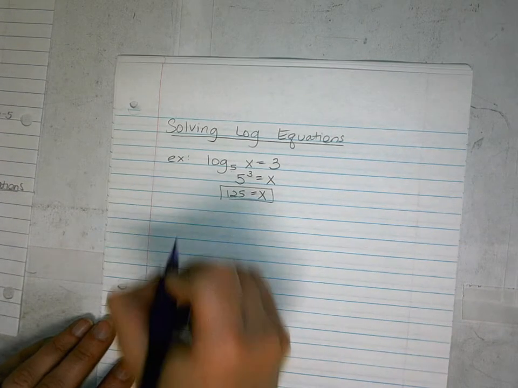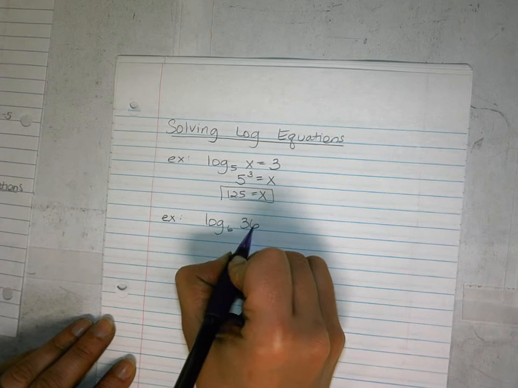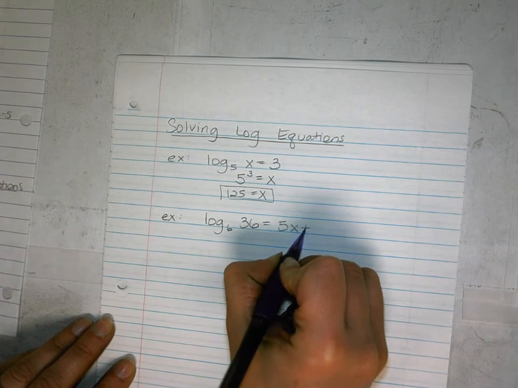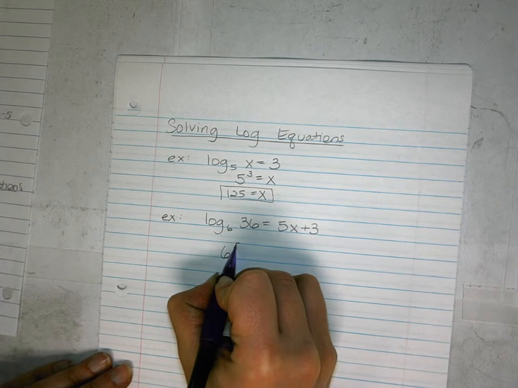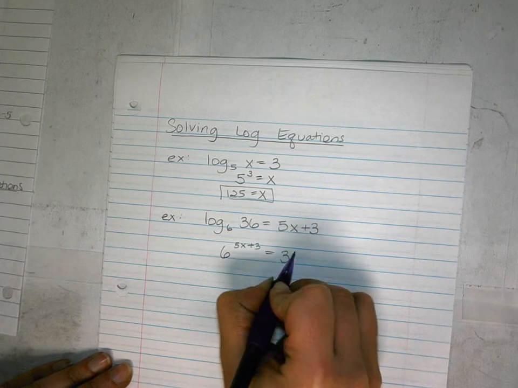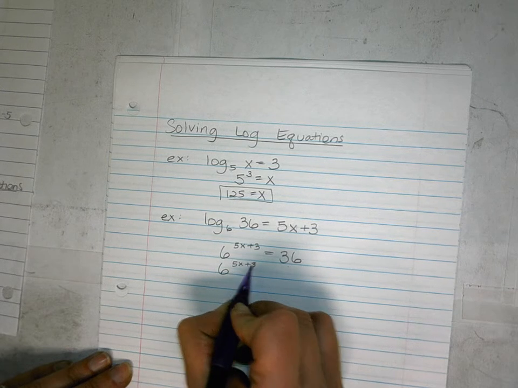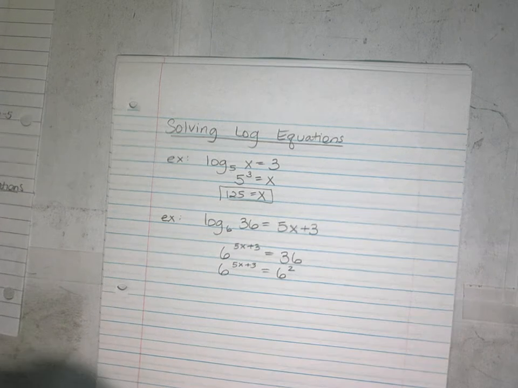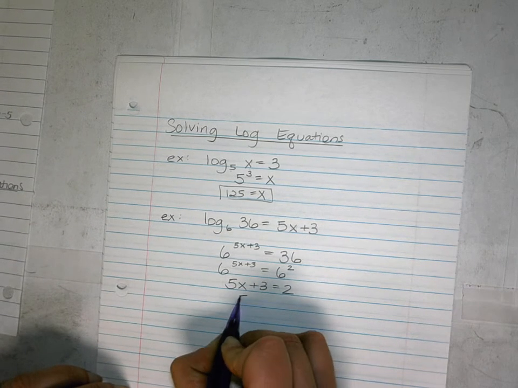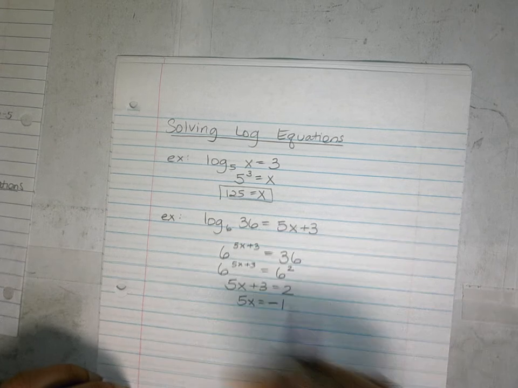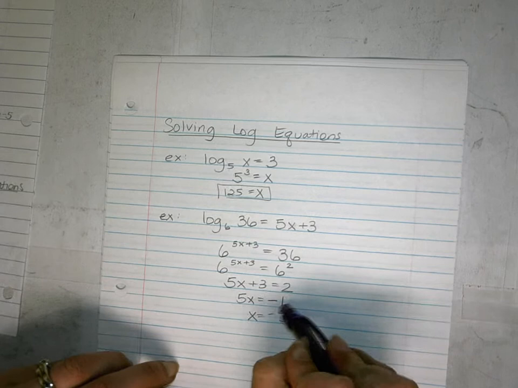Next one I'll show you, and this is the last example I have for you. Log base 6 of 36 equals 5x plus 3. So this is really saying 6 to the 5x plus 3 power equals 36. Find a common base. So this is 6 to the 5x plus 3 power, and 36 is 6 squared. Therefore, 5x plus 3 has to equal 2. So 5x has to equal negative 1. So x is negative 1/5. Looks like a funky one. Negative 1/5.